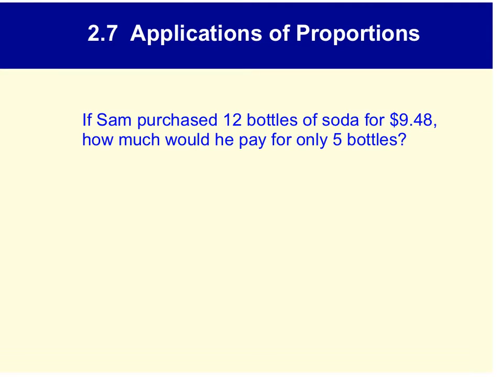If Sam purchased 12 bottles of soda for $9.48, how much would he pay for only 5 bottles? Now I know that there's more than one way to approach this. You could find the unit rate and use that to get the answer, but we are working on how to set up a proportion from a problem like this. So all you do is take the first information they give us. Sam purchased 12 bottles of soda for $9.48. So I'm just going to create a ratio out of that: 12 over 948. And I could have done 948 over 12 if I wanted.